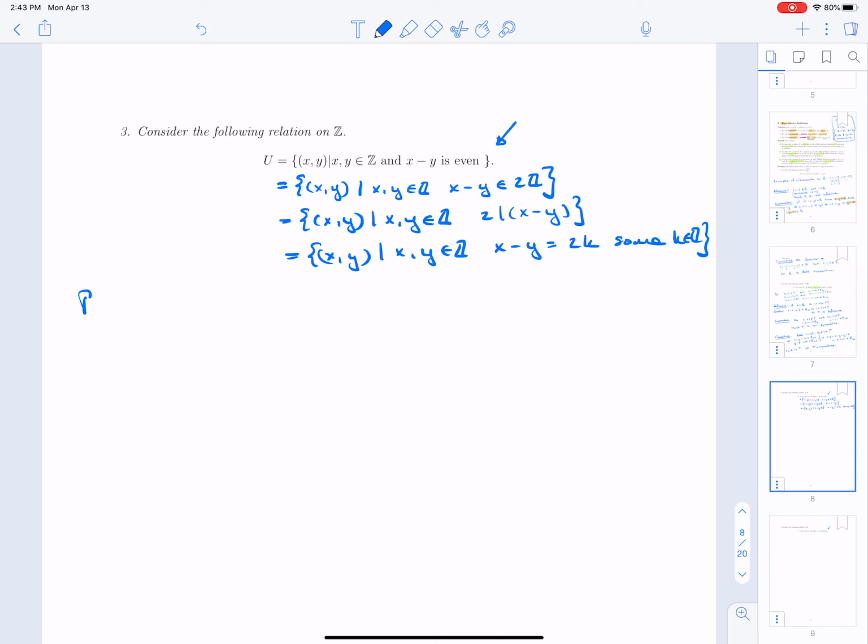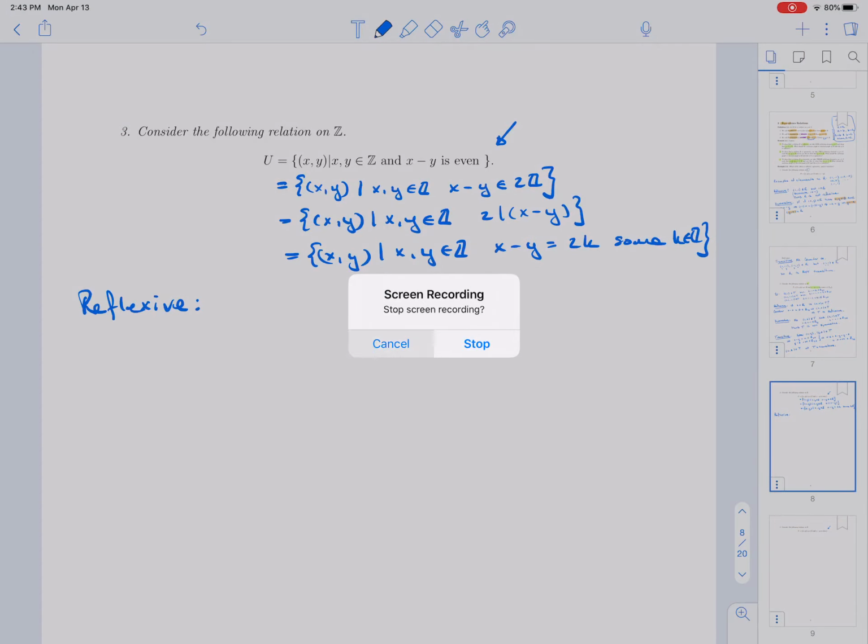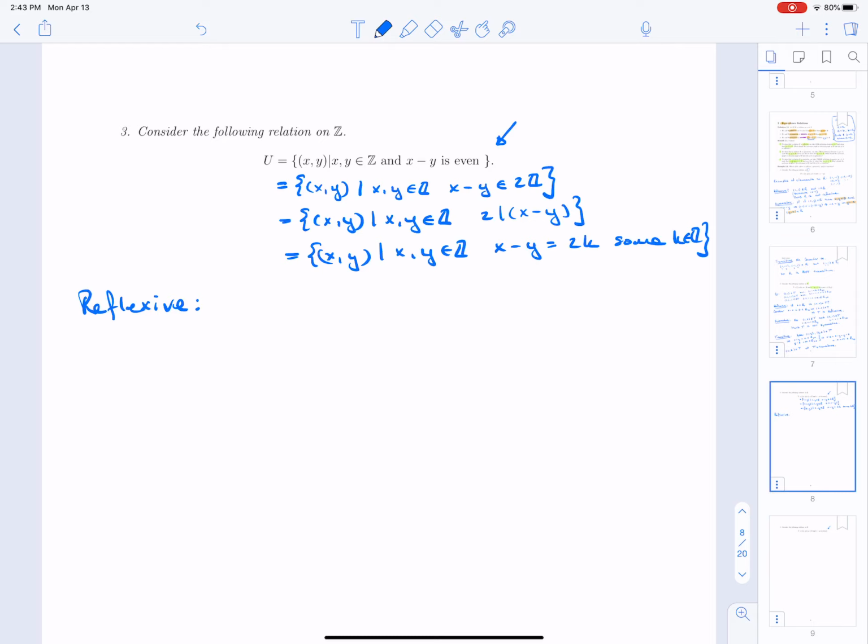So let's look at whether it's reflexive. Remember, we start reflexive by starting with an element inside of the set on which my relation is defined. So since here U is a relation on Z, we take an x in the integers, and we ask whether x comma x is in my relation U.